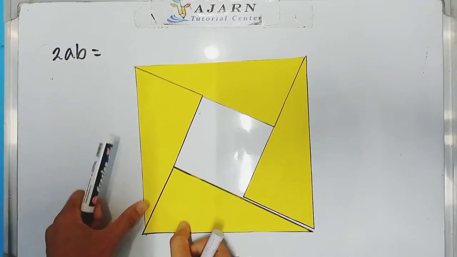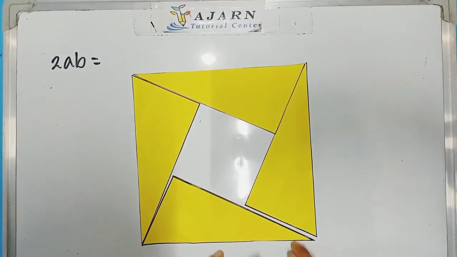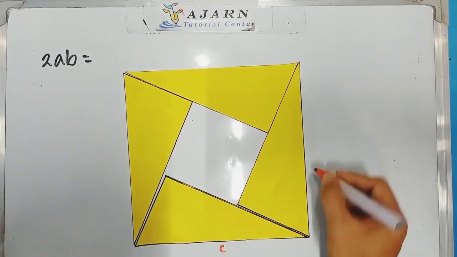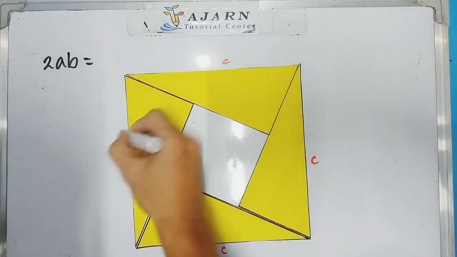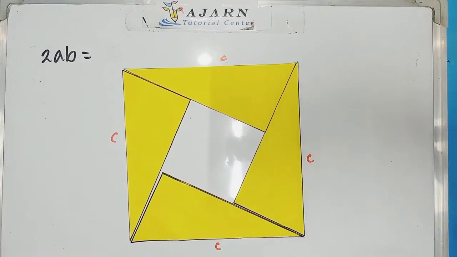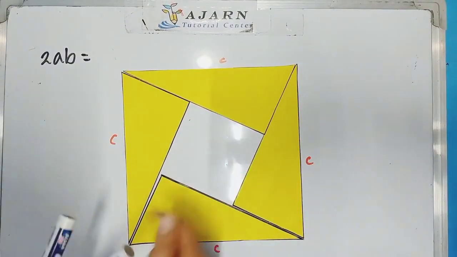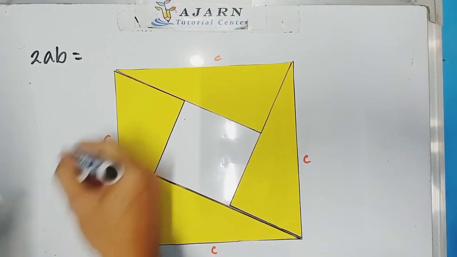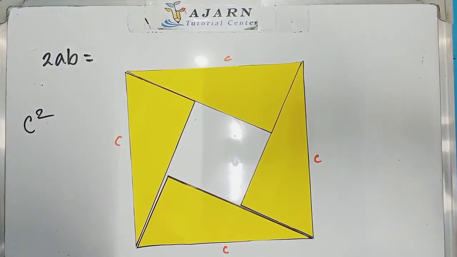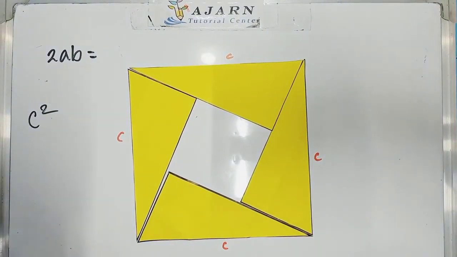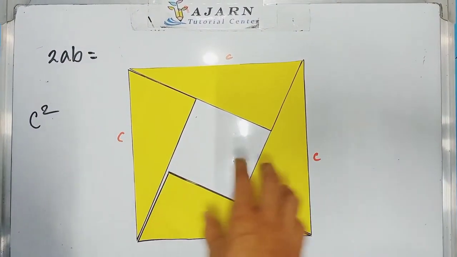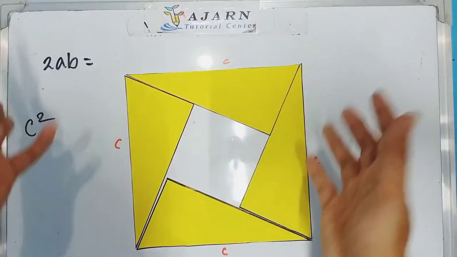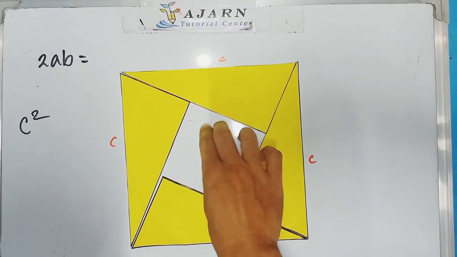Now this side here is C, okay, side is C, side is C, side is C. All of these are the hypotenuse. So this square, the area of it is C squared. But we have a square hole inside, so we're going to take that away, so that what we're going to get is the total area of the 4 triangles. So we're going to remove this square hole inside.